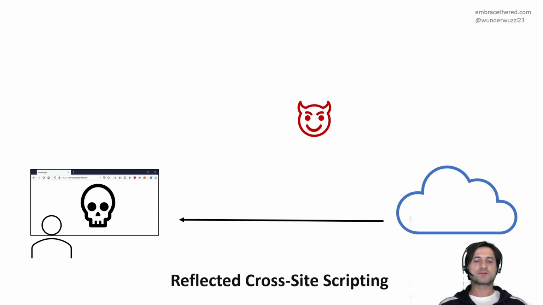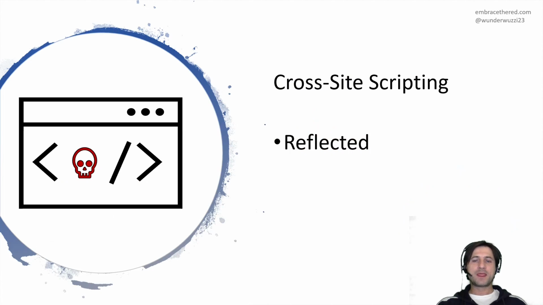This is called reflected cross-site scripting because the input is reflected back immediately. The attacker needs to forge a link and then trick the user into visiting or clicking that link, and then the malicious input in that link is reflected back as code in the output. So this is what we call reflected cross-site scripting.